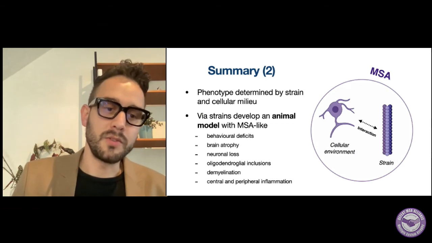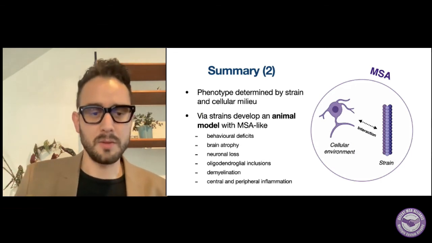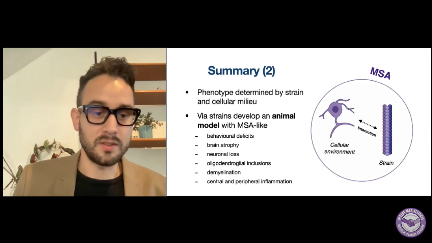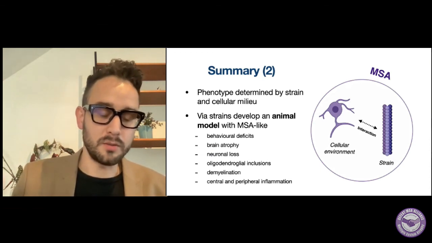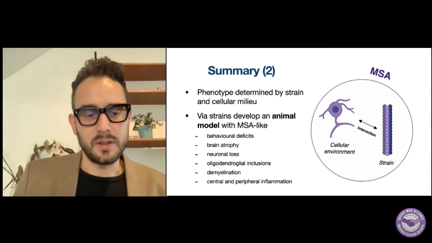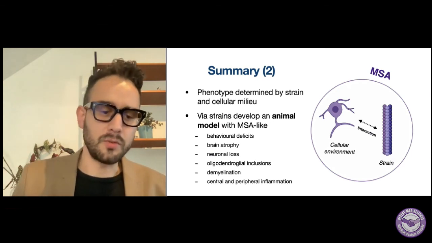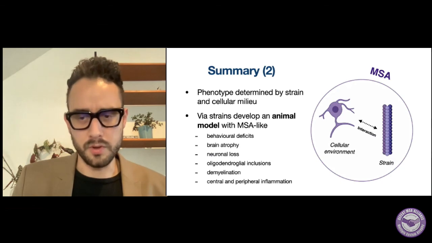And so, for instance, here with these alpha-synuclein protein fibrils or these synuclein strains, we can develop an animal model with MSA-like features, such as behavioral deficits, brain atrophy, neuronal loss, and oligodendroglial inclusions that are specific to a certain disease. And for instance, what I didn't show here is that these animals also showed significant central and peripheral inflammation, which we believe also plays an important role in the disease.